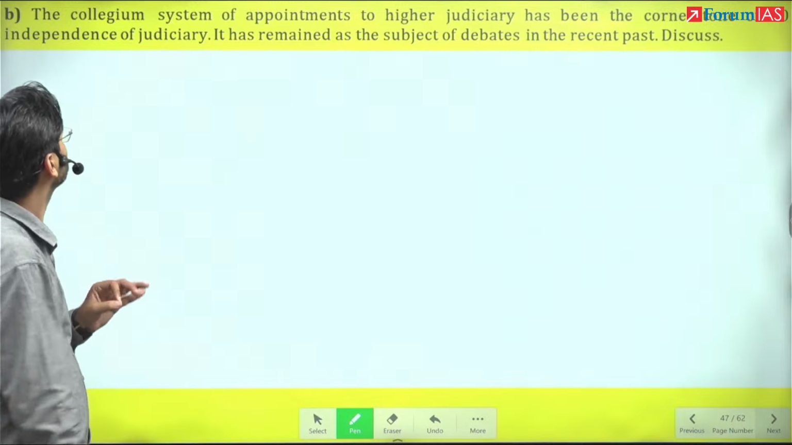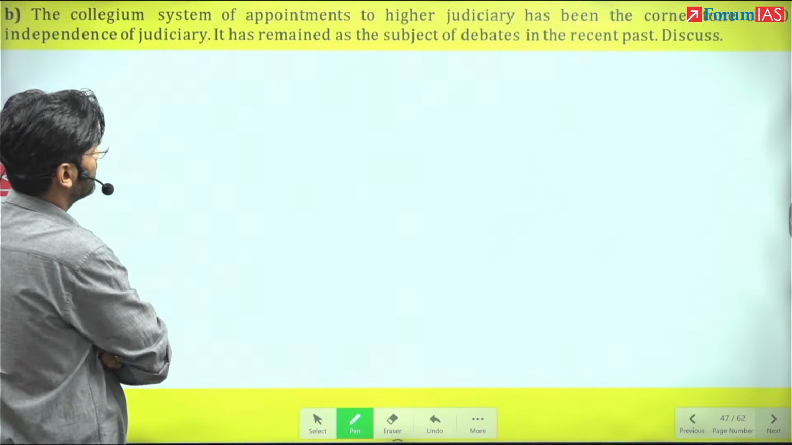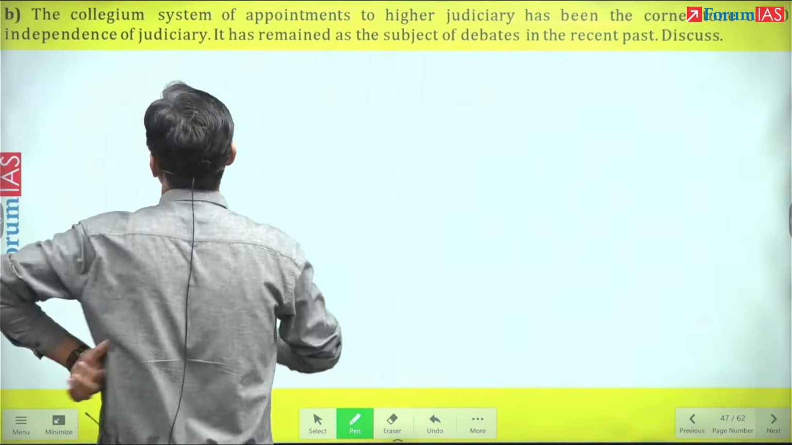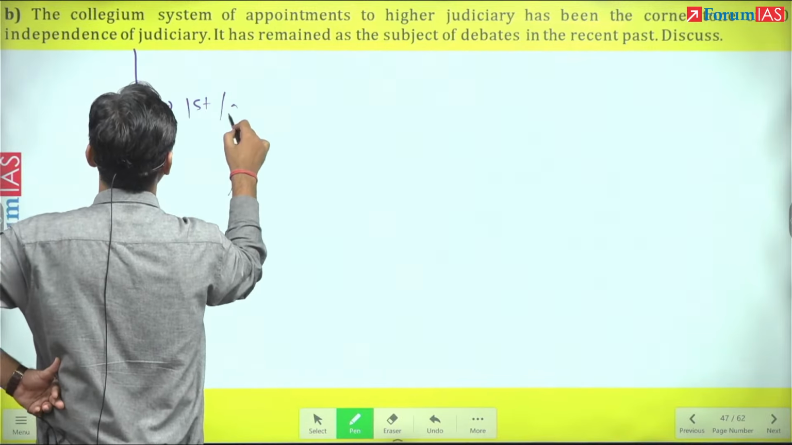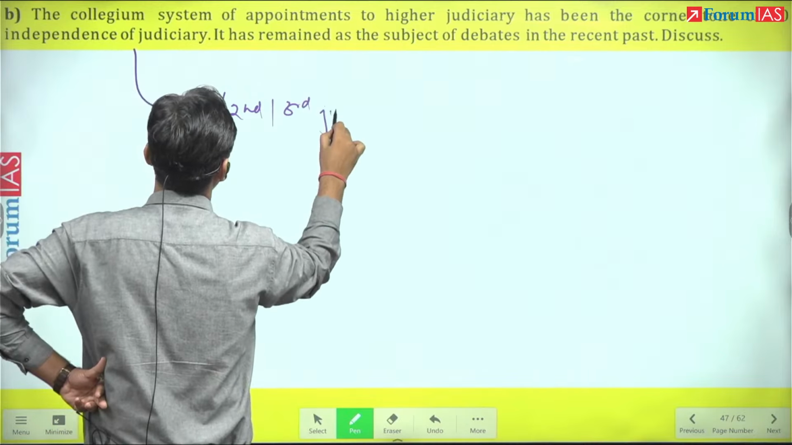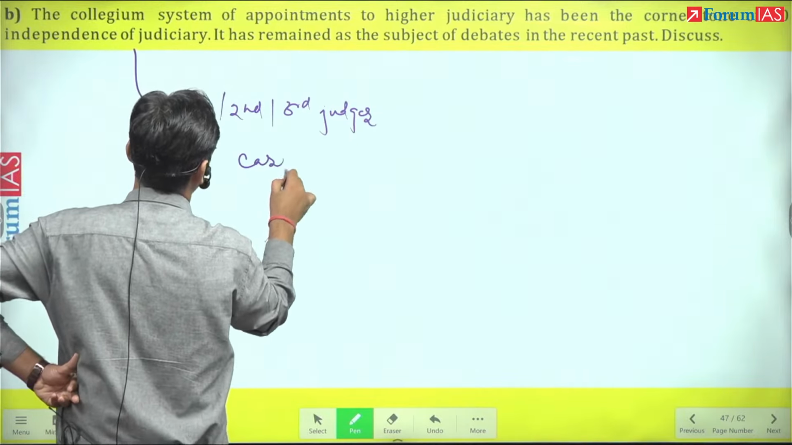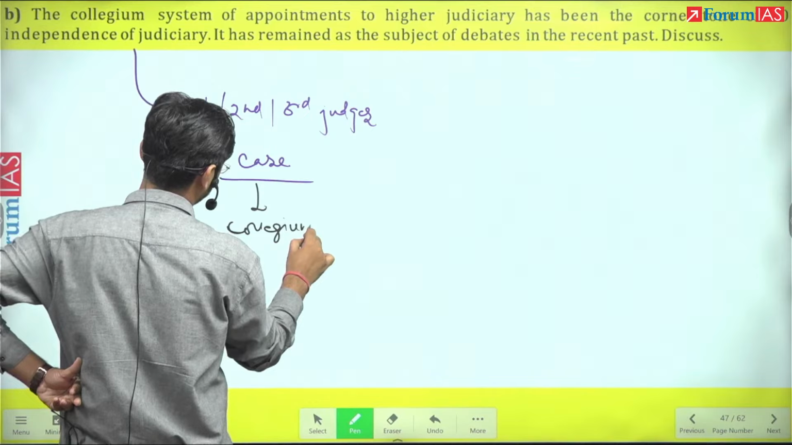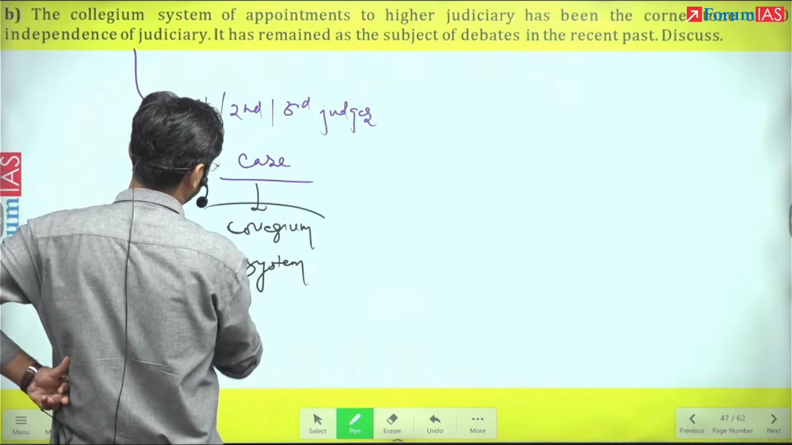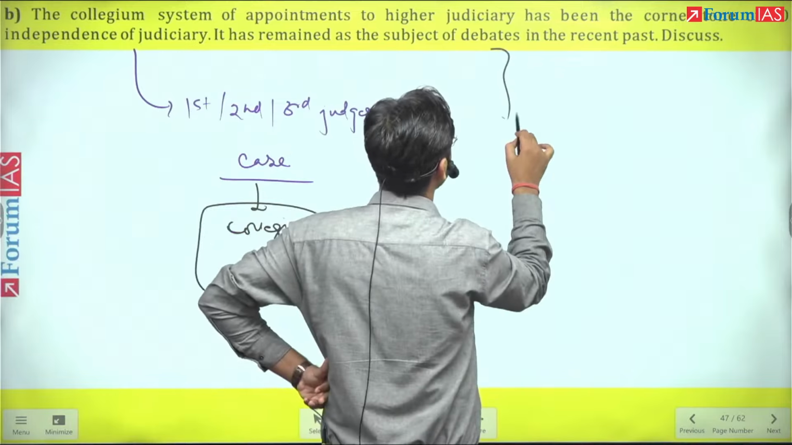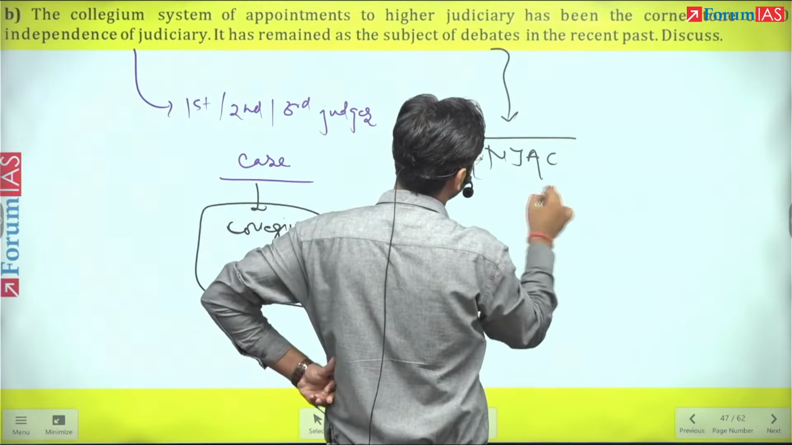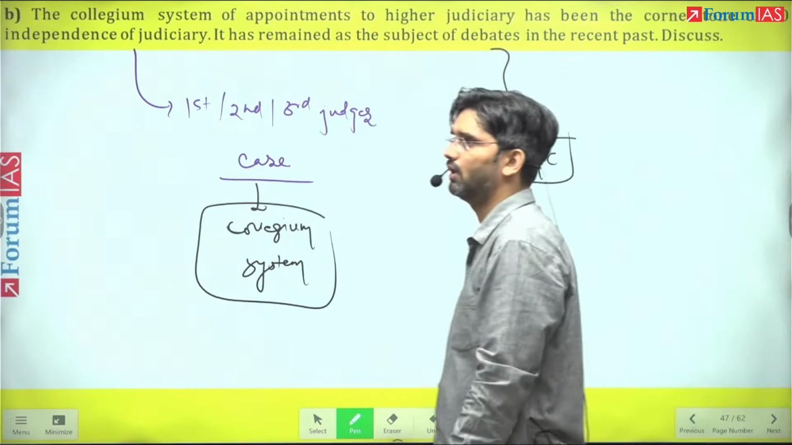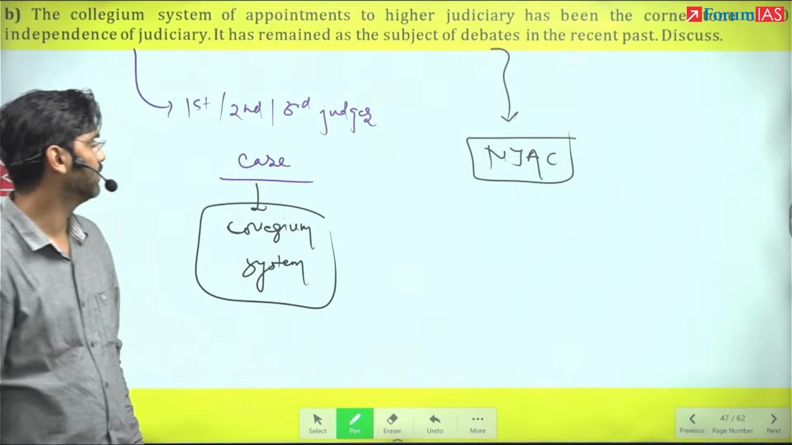The collegium system of appointments to higher judiciary has been the cornerstone of the independence of judiciary. It has remained a subject of debate, right? So first judges case, second judges case, third judges case, where the collegium system was born. Now, the recent debate is related to the National Judicial Appointments Commission, NJAC.